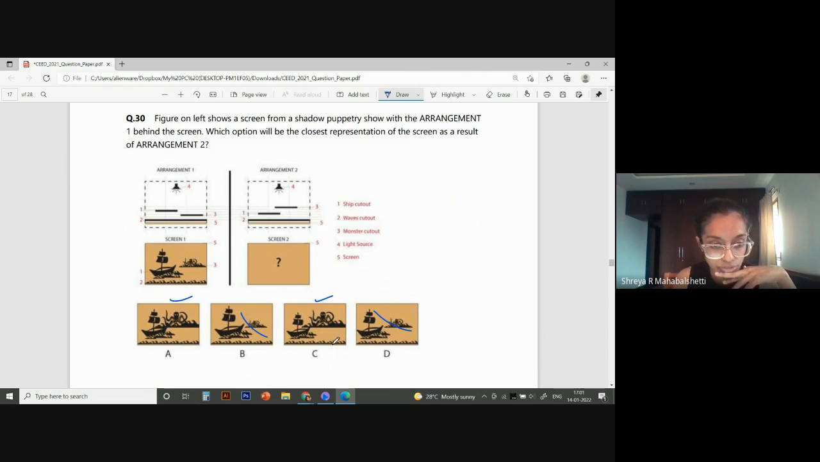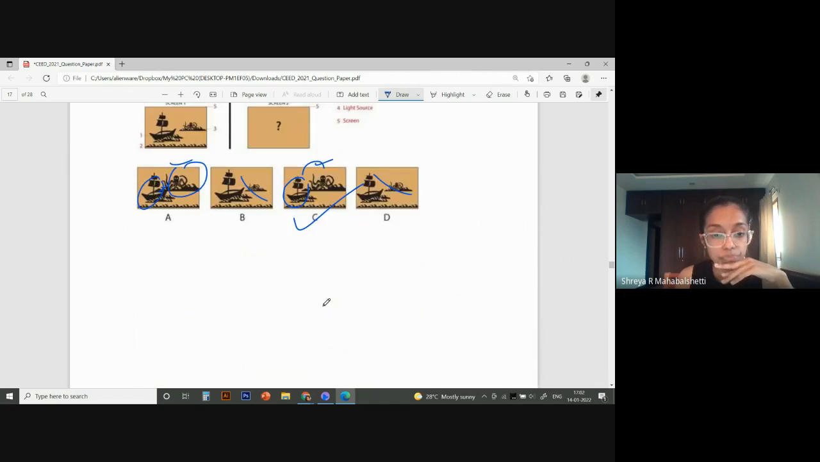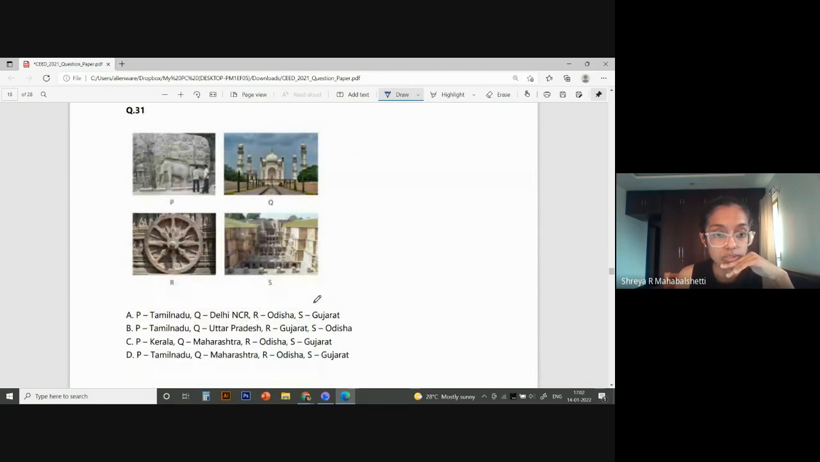Now how do we differentiate? Here they're placed one behind the other. This one's also placed one behind the other. But see, comparatively, here the monster is big, here also it is big, but the ship has to be smaller compared to the monster. Hence, it is option C. Because here, the ship is also big and the monster is also big.